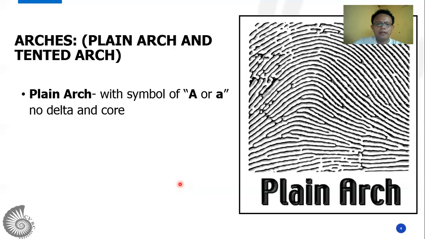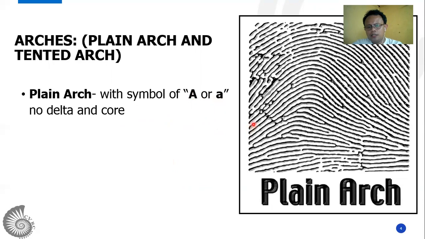So let's start with the plain arch. Plain arch with a symbol of capital letter A or small letter a. It has no delta and no core. Capital letter A is applied only to the index finger, while the small letter a can apply to any of the fingers, that includes the thumb, the middle, the ring, and the little finger.